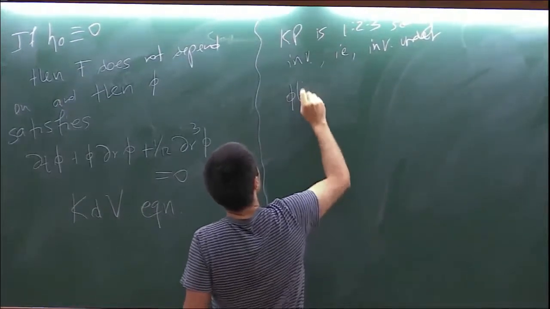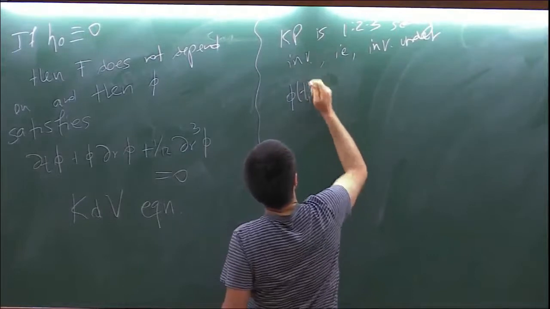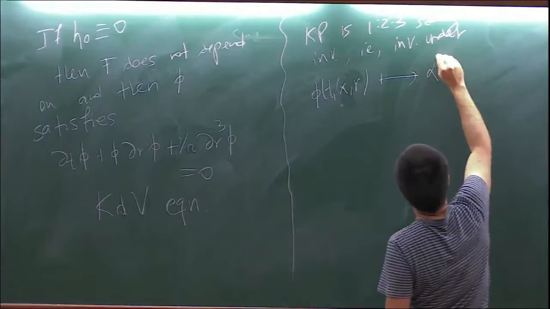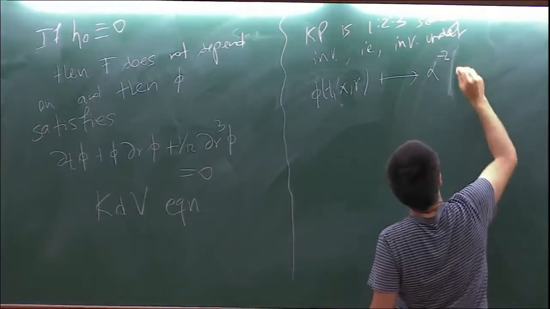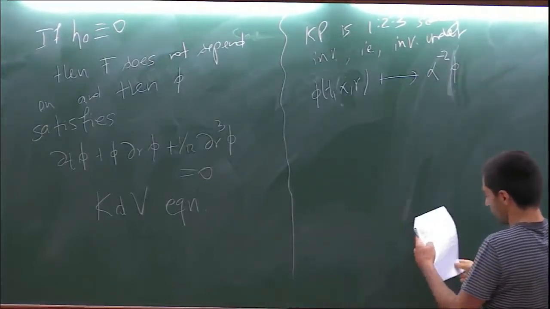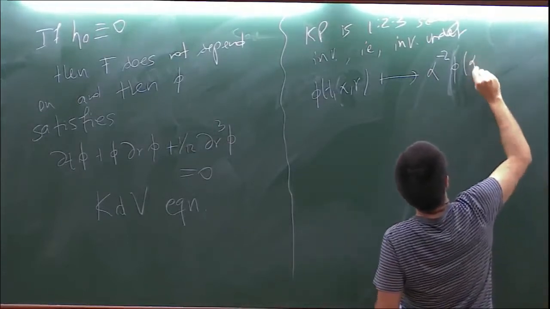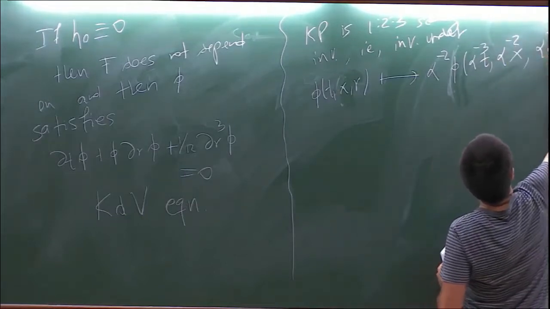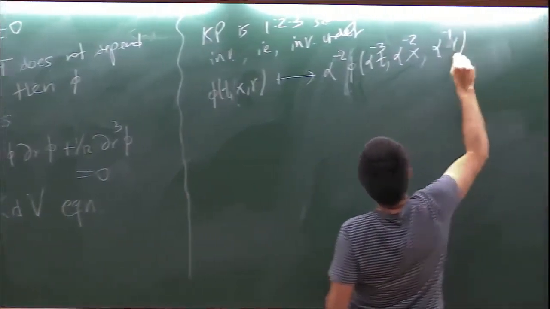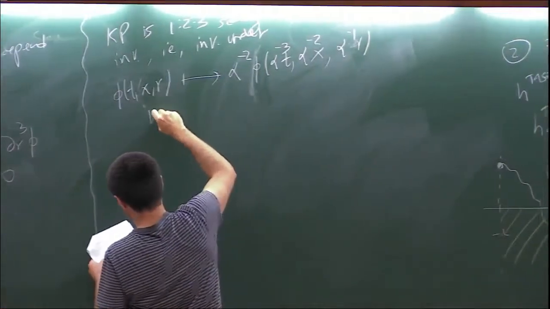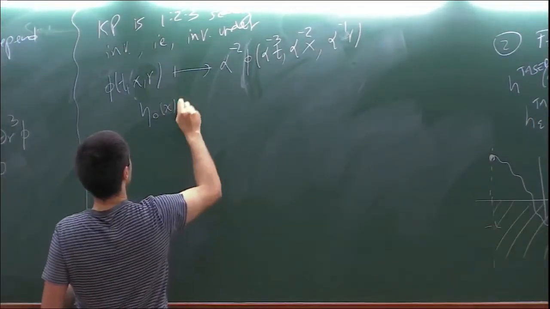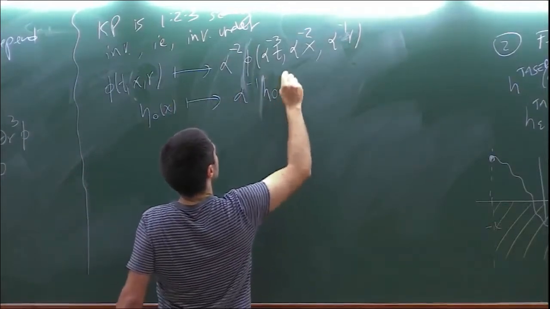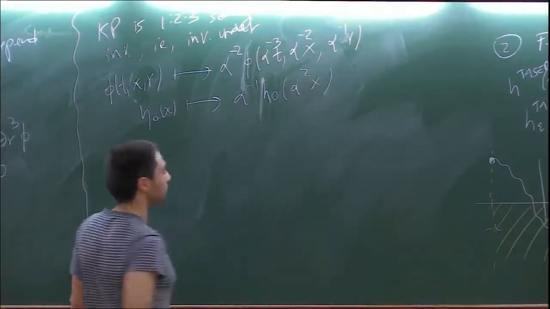So I take phi of t, x, r, and I'm going to map it to alpha to the minus 2 phi of alpha to the minus 3t, alpha to the minus 2x, alpha to the minus 1r. And I also have to scale the initial condition. So if I scale the initial condition like this, alpha to the minus 1, h0 of alpha squared x.